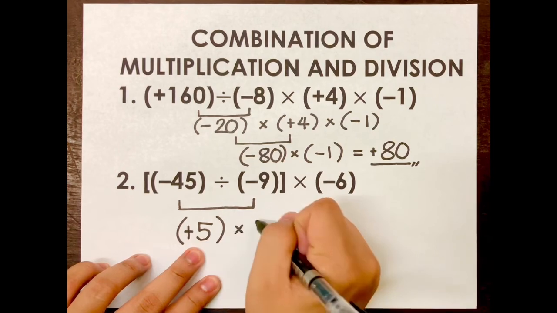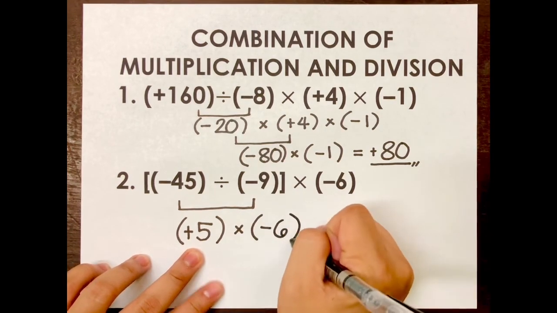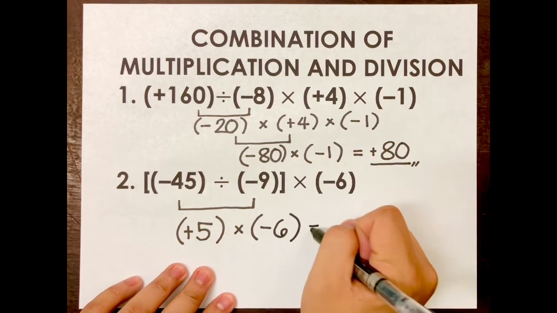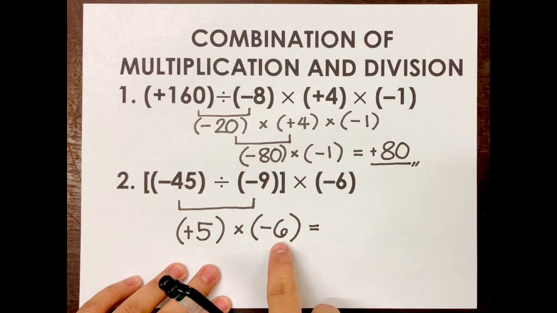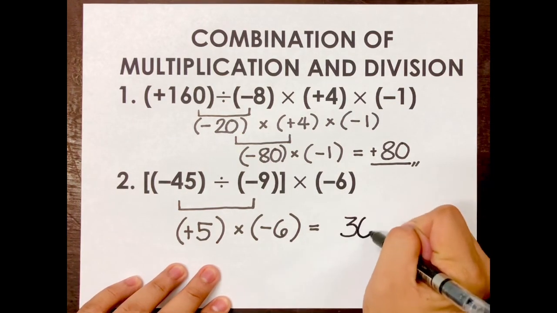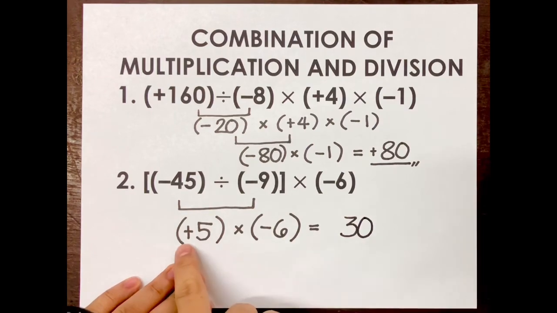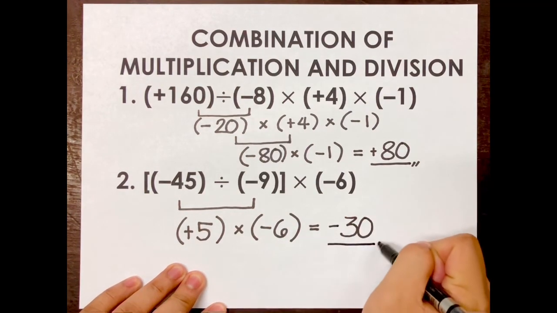Then we copy the remaining part of the problem. So we now have positive 5 times negative 6. What is 5 times 6? That's correct, it's 30. And since they are of different signs, the product will be negative.